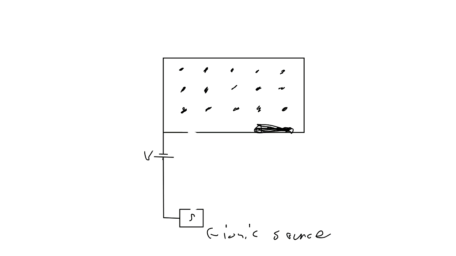So basically we have a setup here where we're firing positive ions into this chamber, okay? So the problem reads, so basically this is a mass spectrometer, all right?